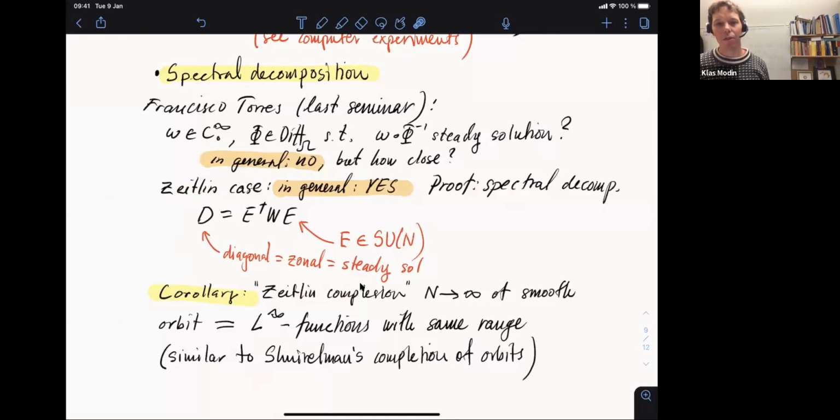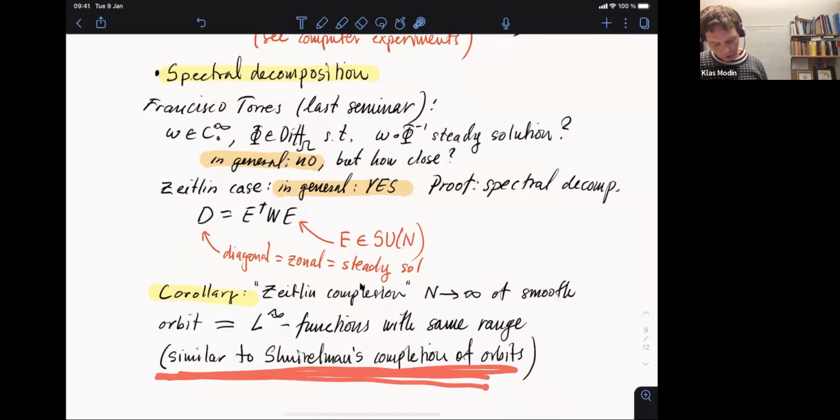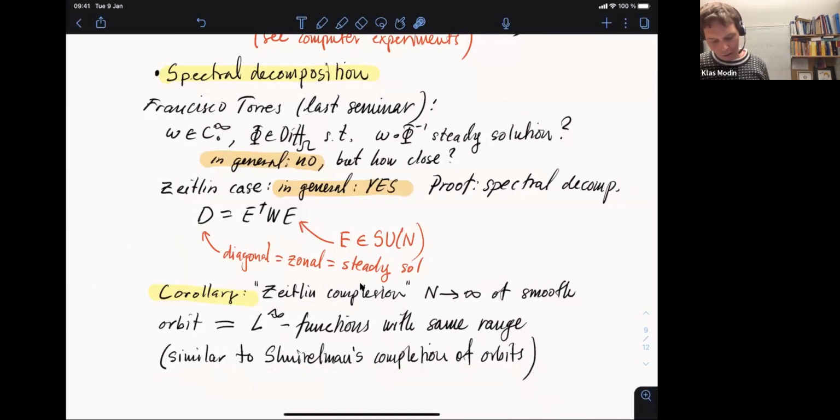That's why I say this is sort of some completion, some weak completion of the orbits in the smooth category. And in fact, this idea of having sort of a completion of the orbits, Schneermann has been working with this, and he has an idea of doing this. And I think, at least in one example, he computed this completion, and what he did was sort of an L infinity weak completion of the orbits. And what he gets is that it's characterized by the range of the function entirely. And that's also what we get here.